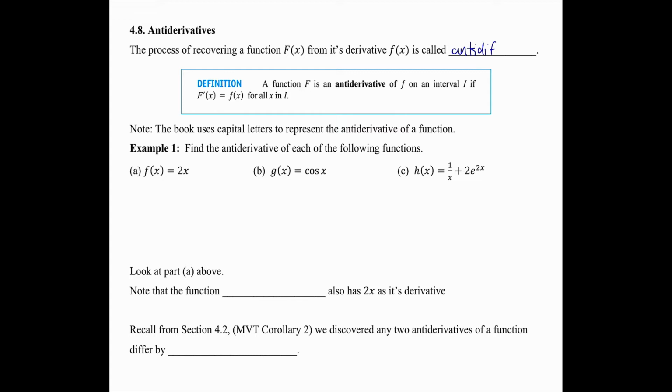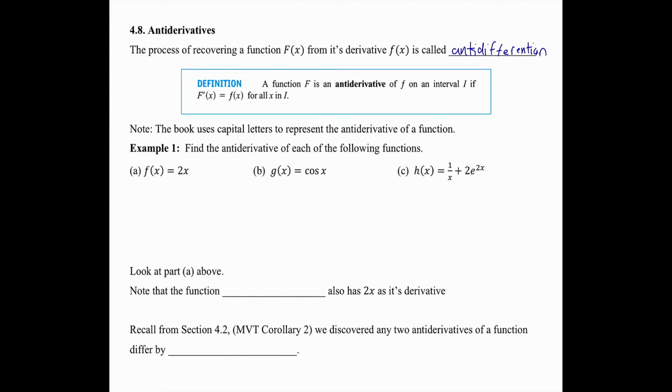Much like we could think of the derivative as an operation, something you can do to a function, the idea does carry over to antidifferentiation. So let's look at its definition. A function F is an antiderivative of f on some given interval if whenever you take the derivative of the antiderivative, you get f.